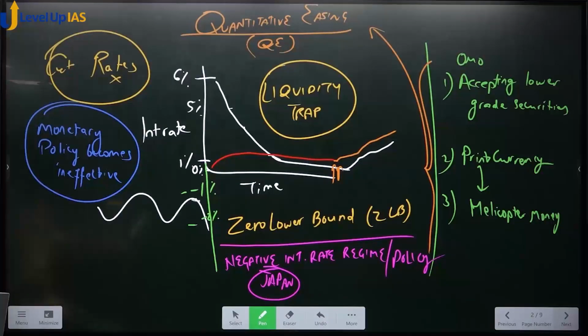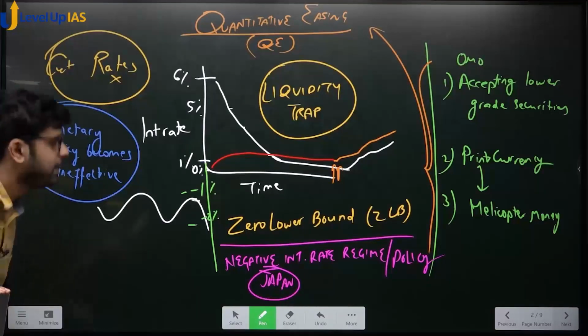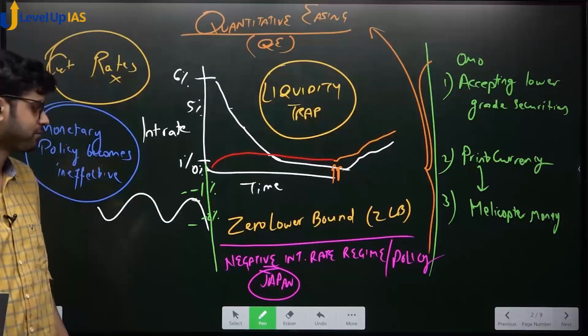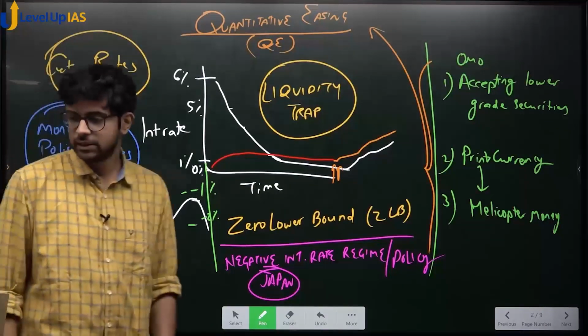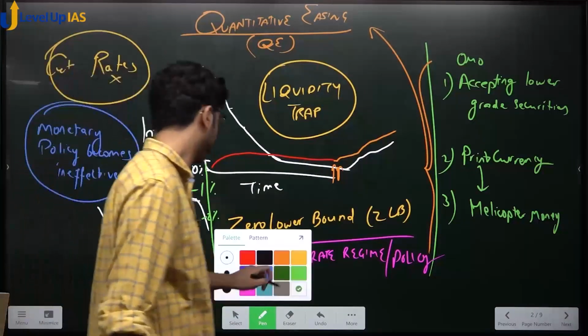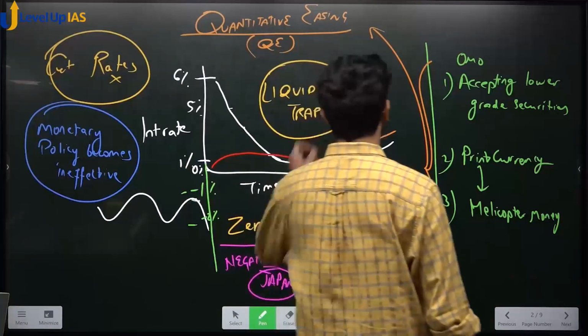This is very important. What is quantitative easing? What do you think is quantitative easing? Unconventional methods used by RBI. Please write this word down also. Unconventional methods used by RBI. Okay? It is unconventional methods used by RBI. This is very unconventional.